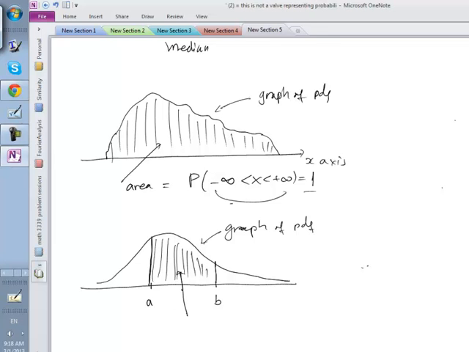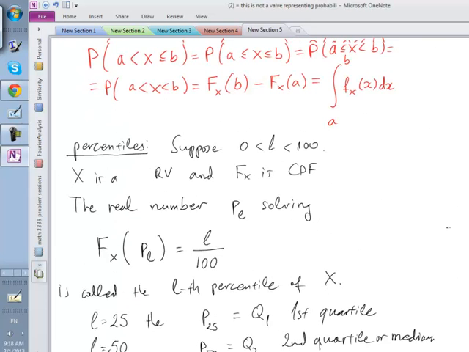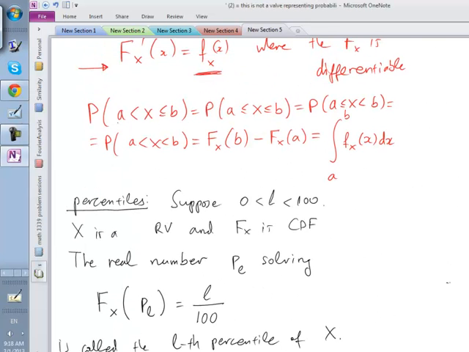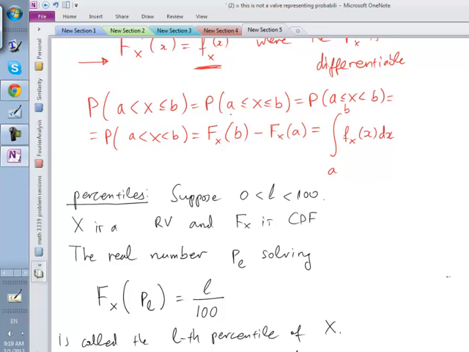This area represents the probability that X is between A and B. And of course, as I mentioned, all those probabilities here are the same. So it doesn't matter whether you have those inequalities closed, less than or equal, or strictly less, the probability is always equal to the same thing.